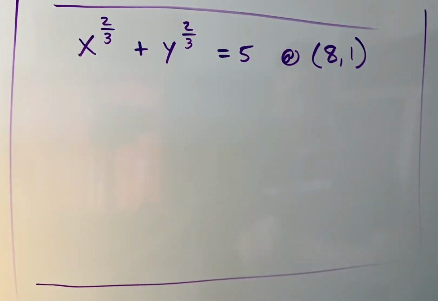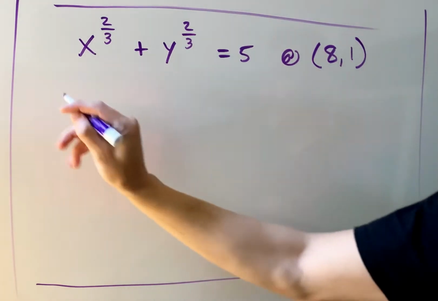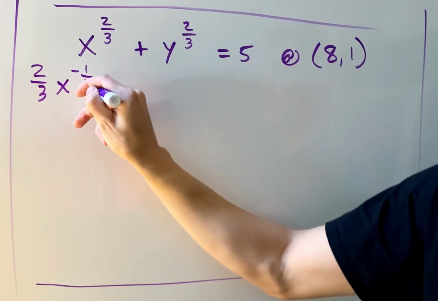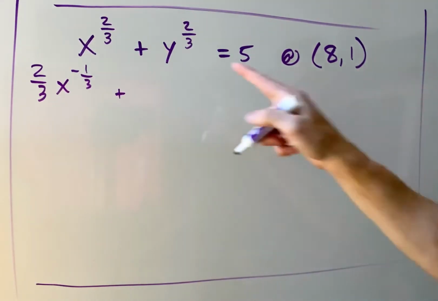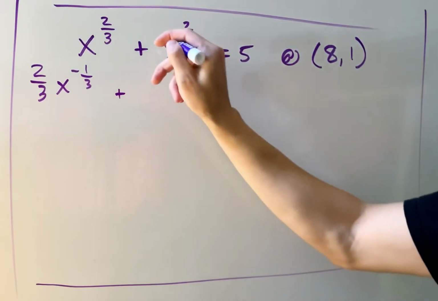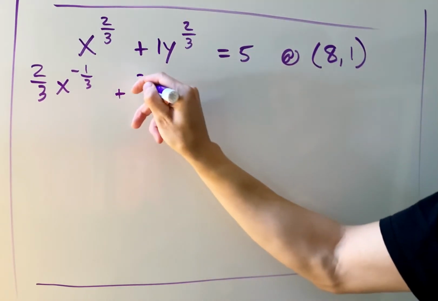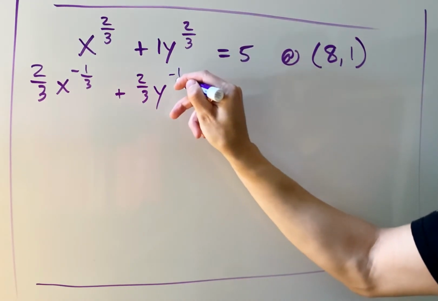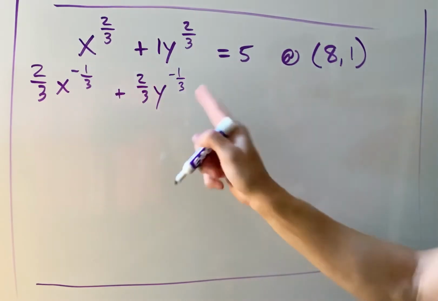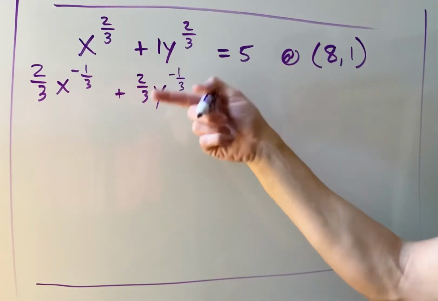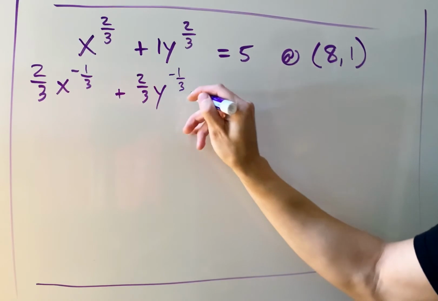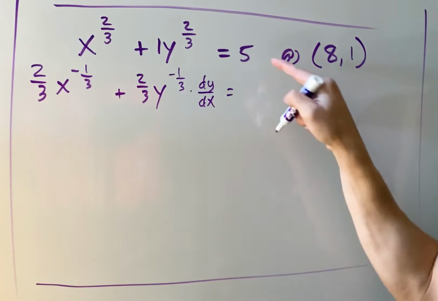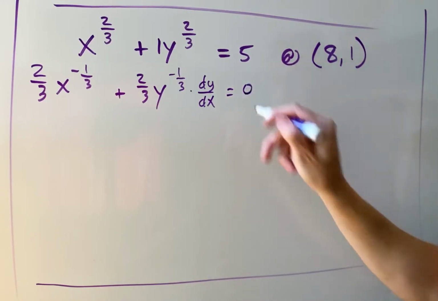So let's see here. The derivative of this is going to be 2/3 x to the negative 1/3, plus, and then the derivative here, well, you go that times that. There's a 1 here, so that times that is 2/3 y, and then you subtract 1 from that, that's negative 1/3, which is what we did over there. But here, since it's the derivative of y, and we're doing implicit differentiation, you multiply by dy/dx, equals, and the derivative of 5 is going to be 0.